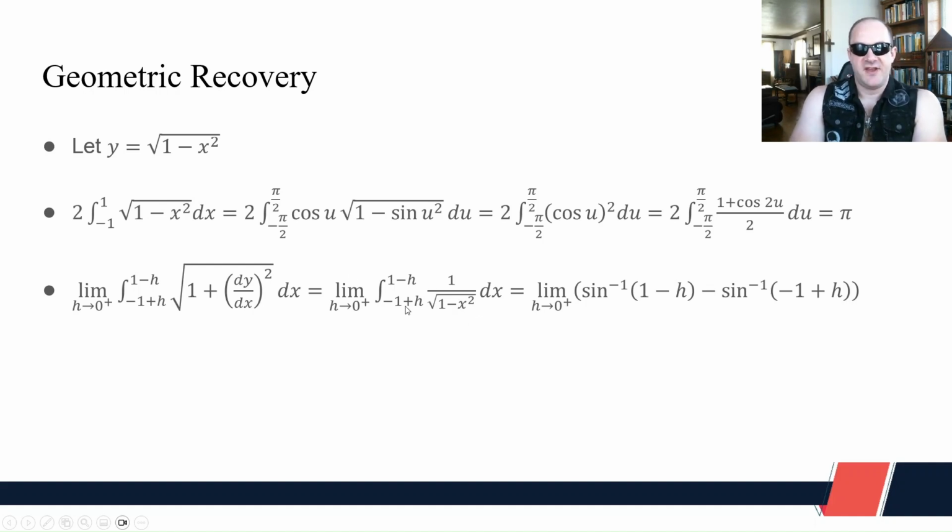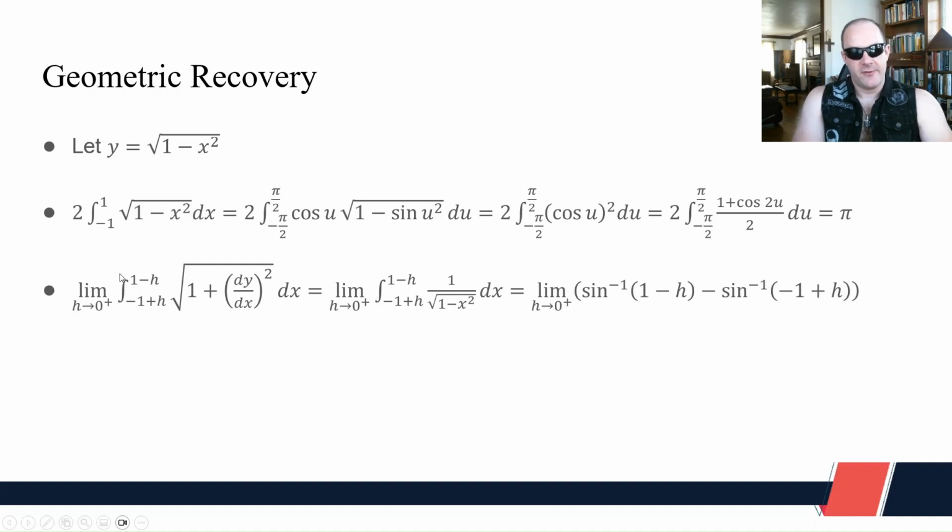Which means that this integral here is simply this difference here. And as we just said, arcsine of 1 is going to give you pi over 2, because sine of pi over 2 equals 1. And arcsine of negative 1 is going to give you negative pi over 2, because sine of negative pi over 2 is negative 1. And so here you get pi over 2, and here you get negative pi over 2. You add them together, and you get pi, which is precisely what we want.